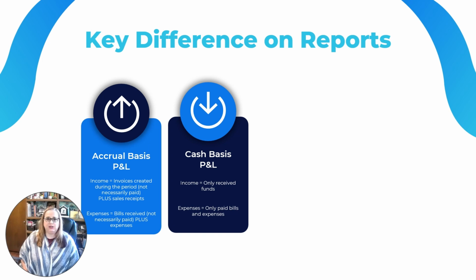On a cash basis P&L report, the income is only calculated for the amounts received during the period. Any open invoices are not calculated as income. Likewise, the expenses are only calculated for amounts paid during the period. Any open bills are not calculated as expenses.